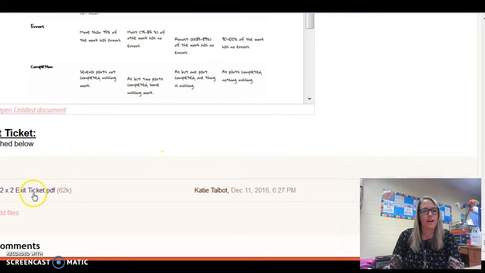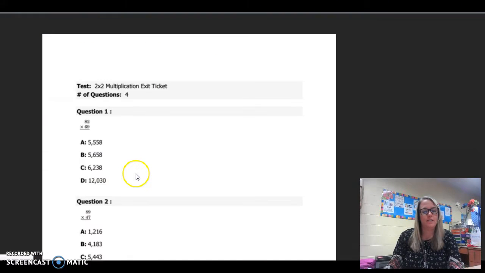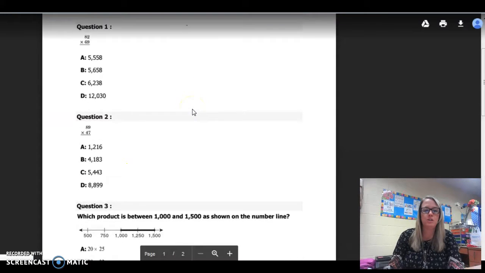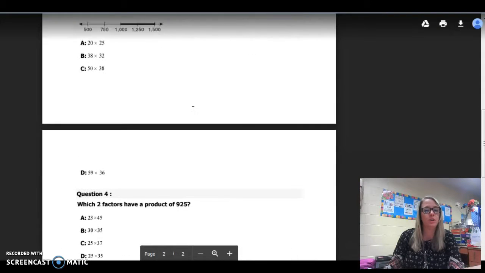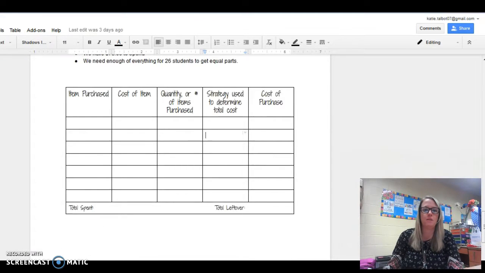And lastly, you have an exit ticket in which you will practice your 2x2 multiplication, and one of them is including a number line, which I know we've been working really hard on.